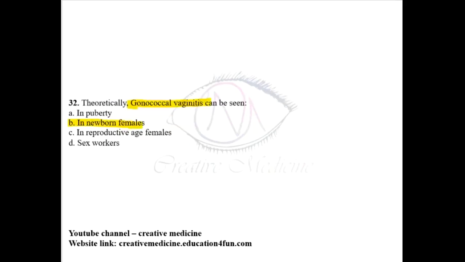Why is it not seen in adults? Because squamous epithelium, which is present in the vagina, is resistant to gonococcal infection. But if you see in newborn females, the vagina is lined by transitional epithelium. So because it is lined by transitional epithelium, they are more prone to infection.